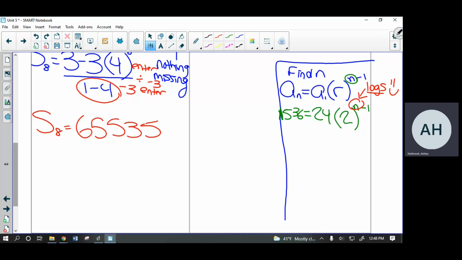Divide by 24. I have to get what's being raised to the variable by itself first. This is the only part that's being raised to the n. So I can't take the log of both sides until I divide by 24 on both sides.